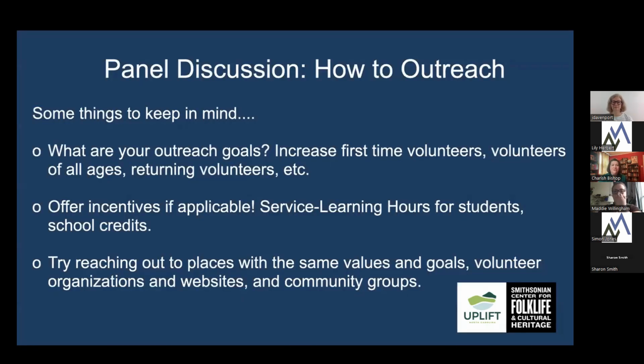So outreach, right? So how to outreach to people. Some things to keep in mind as we've talked about, right? What are your outreach goals? And so what are you trying to increase, first-time volunteers or encourage repeats, right? You want people of all ages, perhaps, right?